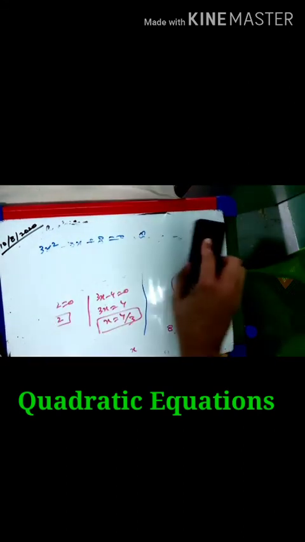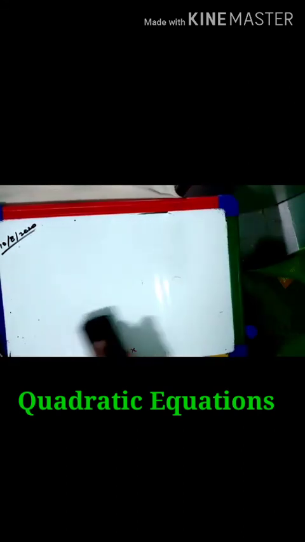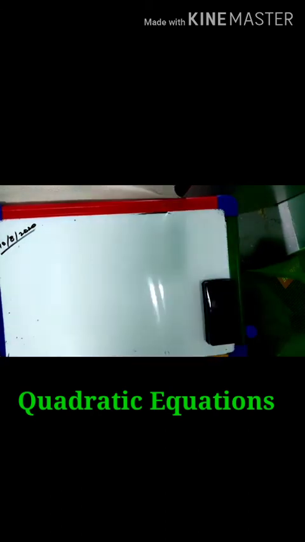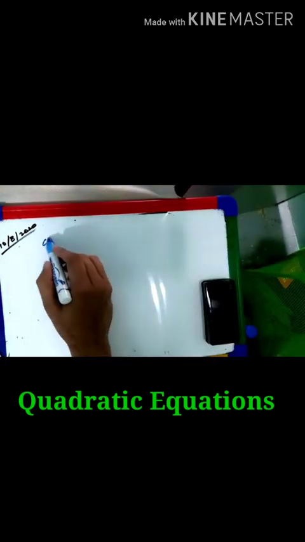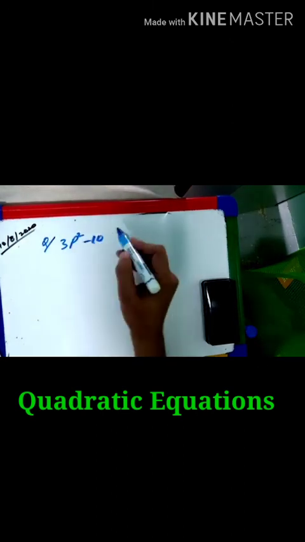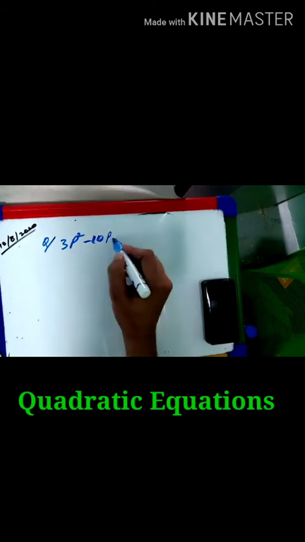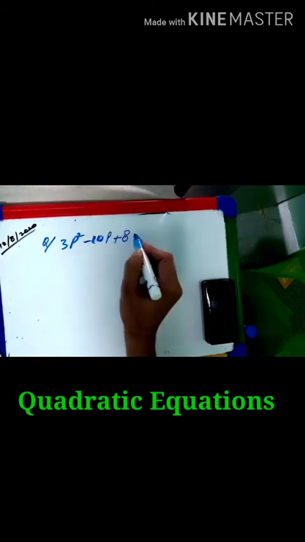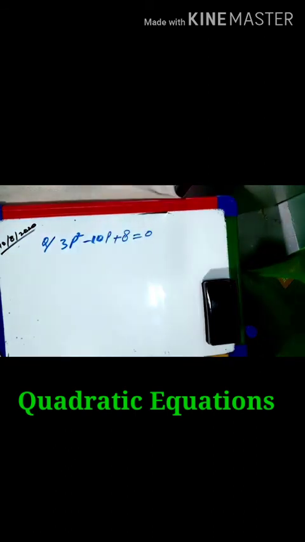Now, the next you will do. This you did with help. Now you will do without help. Inshallah. Write the question: 3p square minus 10p plus 8 equal to 0. Just try this one. 3p square minus 10p plus 8. Also 8 3s are 24. So balance the sign of the middle term.